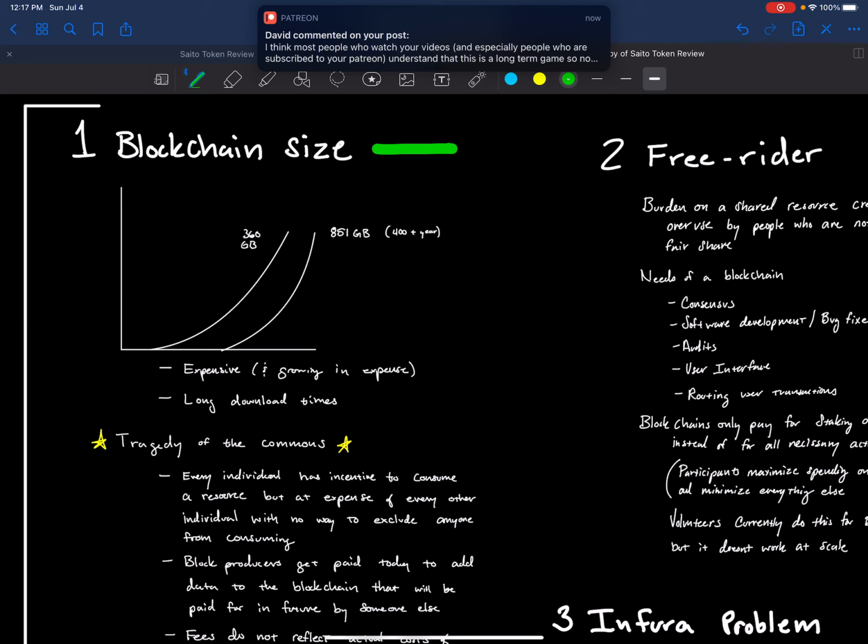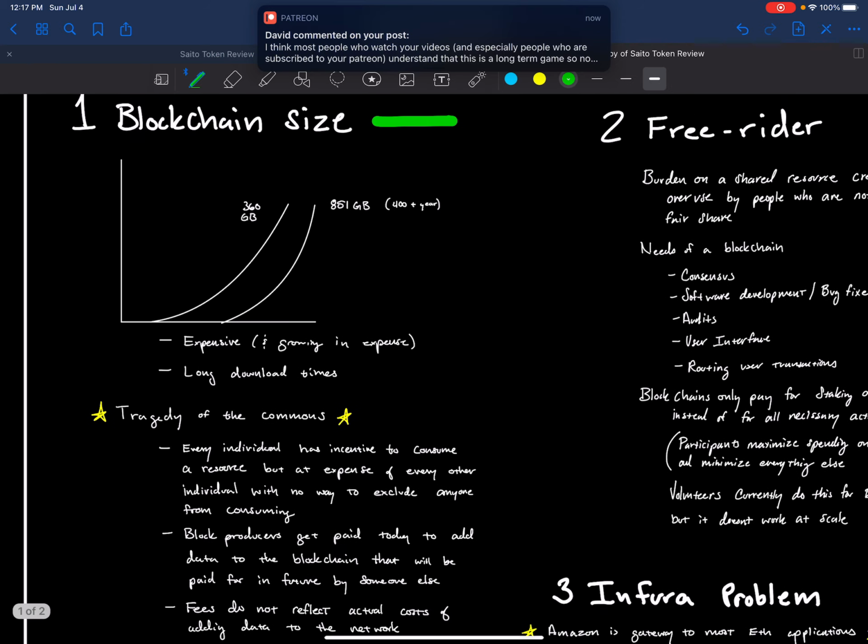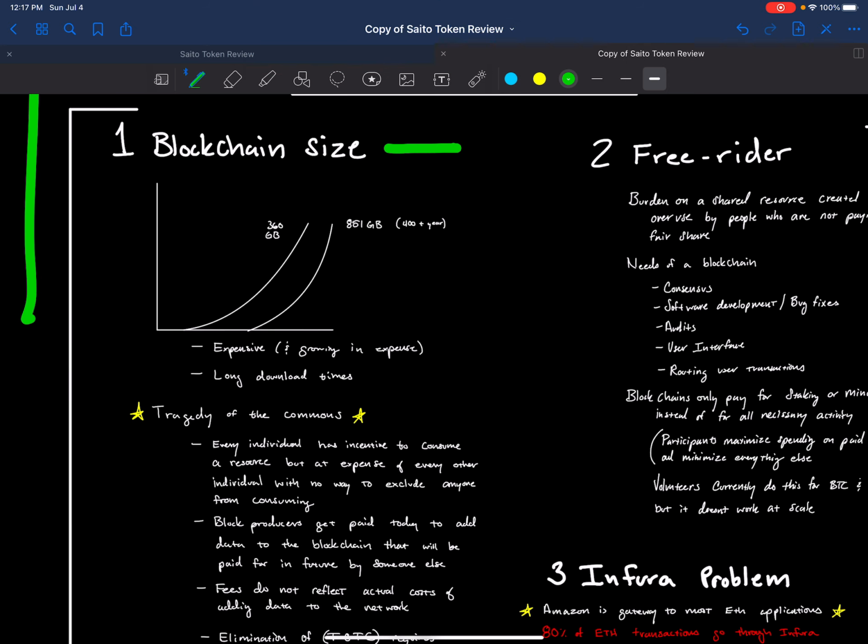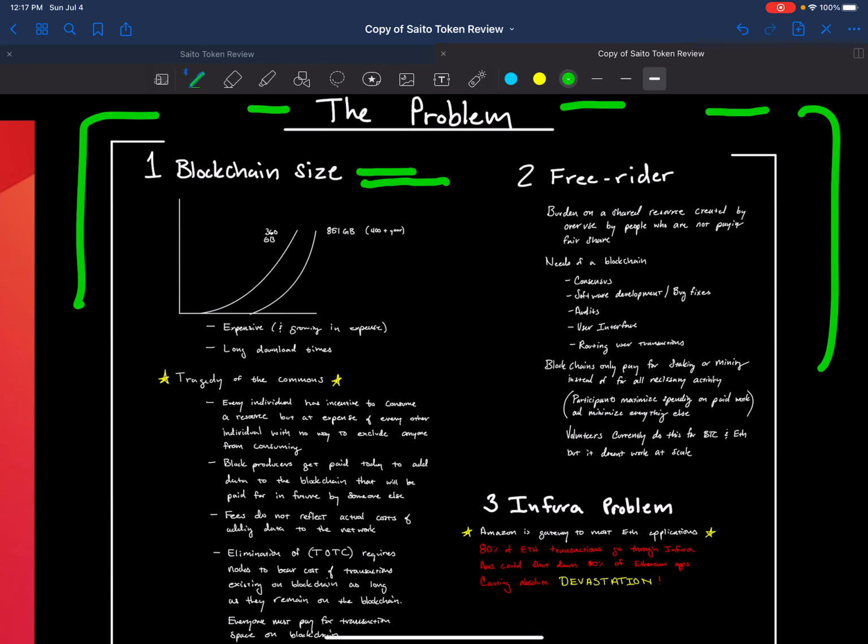The problem that this project solves is a long-time problem that's not addressed, okay? And this is a major problem, blockchain size, right? Because blockchains are growing exponentially, and this is not sustainable in the long run.